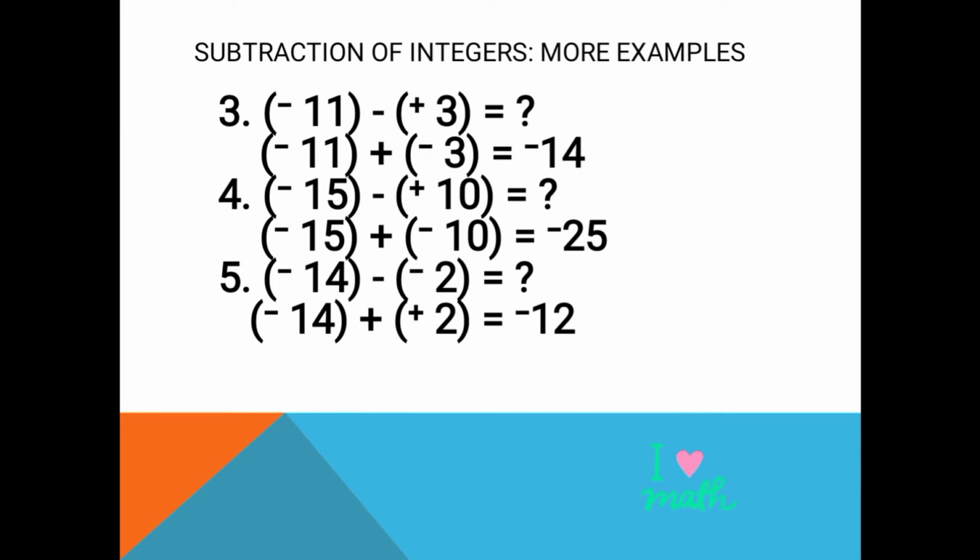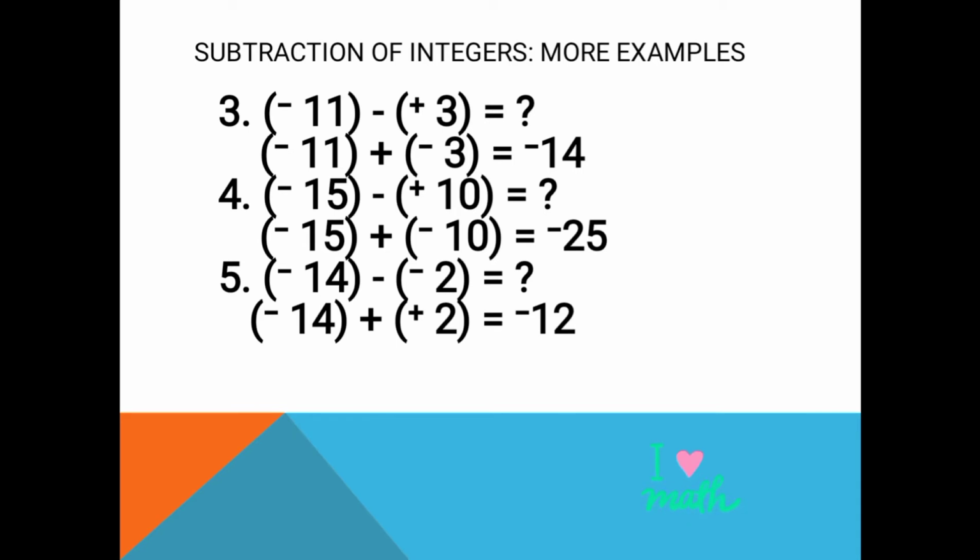Number 4, negative 15 minus positive 10. So copy the first term, negative 15, change the operation involved, minus will become plus. Change the sign of the second term or the subtrahend, the positive 10 will become negative 10. Again, the same sign, so add the numbers, 15 plus 10 is equal to 25, and copy the sign, negative.